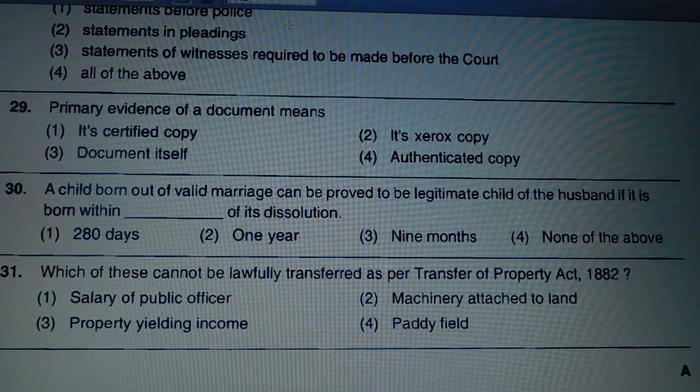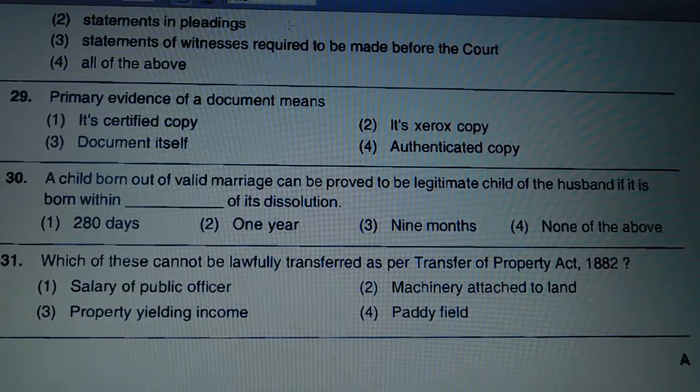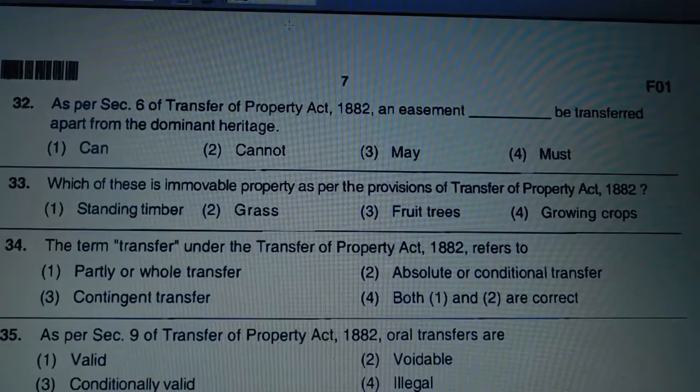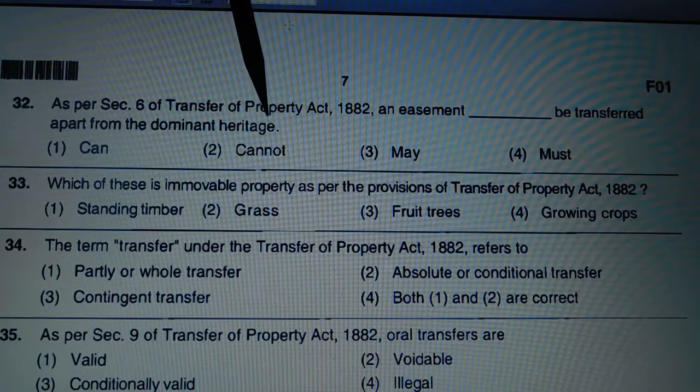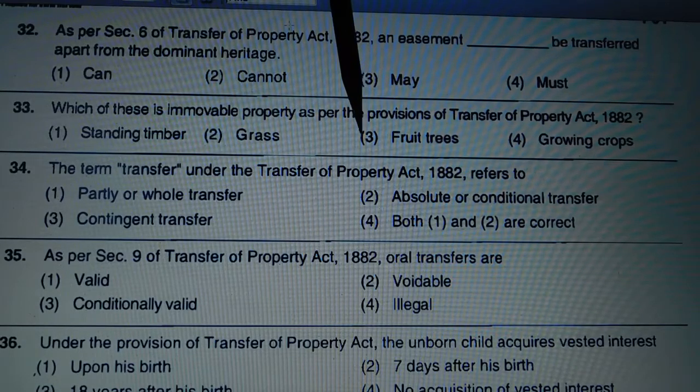Question number 31. Which of these cannot be lawfully transferred as per Transfer of Property Act? The answer is salary of public officer. Question number 32. As per Section 6 of Transfer of Property Act, an easement be transferred apart from the dominant heritage. The answer is cannot. Question number 33. Which of these is immovable property as per the provisions of Transfer of Property Act? The answer is fruit trees.